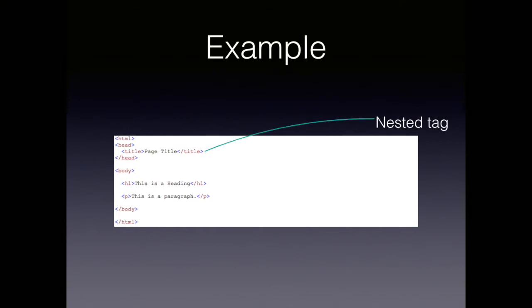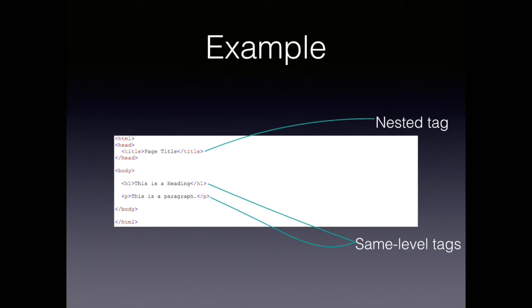Now, the title tag. This is the structure of a typical HTML page. It starts with an HTML tag, and if you skip to the end, you see the HTML closing part. Nested inside the HTML tag is a head tag and a body tag. Inside the head tag is a title tag, and inside the body tag are two same-level tags, which are the H1 tag and the P tag.